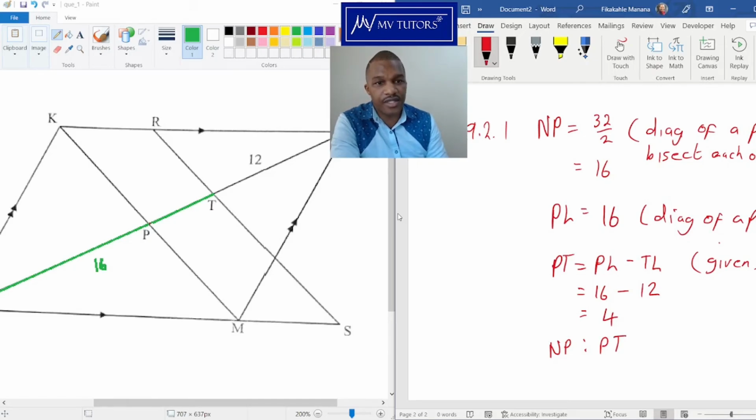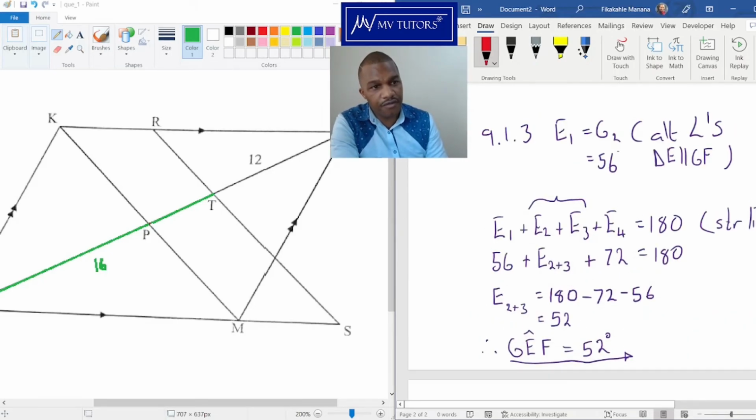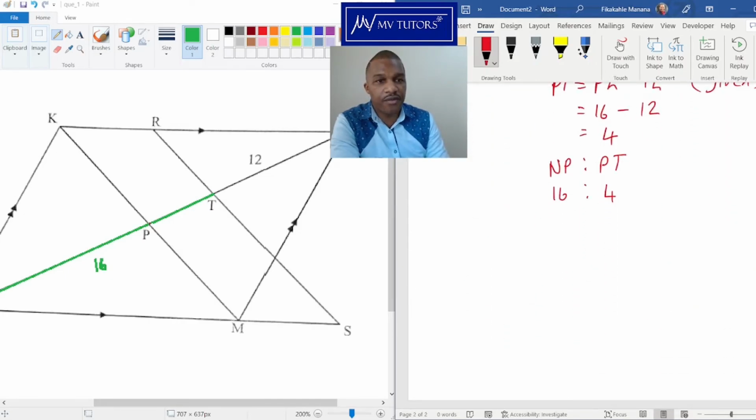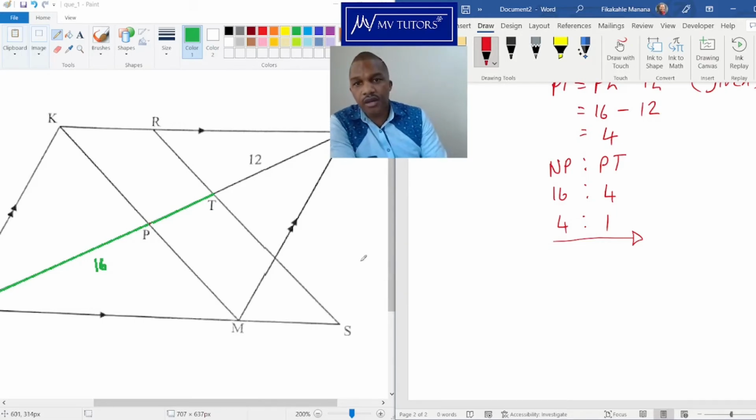So now we can conclude that NP is to PT. NP we got 16, so we'll put 16 there, is to PT, and PT we put 4. If we further simplify, we get 4 is to 1. How did I get that? I divided both by 4. That's in its simplest form. That's our final answer, because 4 divided by 4 is 1, and 16 divided by 4 is 4. Cool. Alright, we're done with that. Let's go to the next question.